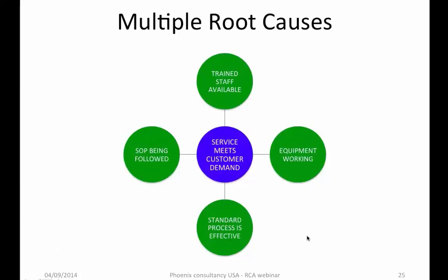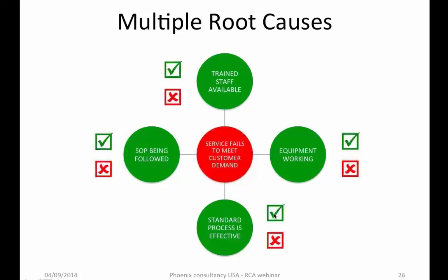The other way that multiple root causes can happen is looking at something like this. If we have a service that's meeting customer demand, it's necessary to have sufficient trained staff available to work in a standard process that is effective, and the SOP does need to be followed and the equipment's working. So all these things are necessary for the service to meet customer demand. You may need more of these to overcome deficits in them. But if the service fails to meet customer demand, a failure in any one of those could be sufficient to cause the problem to occur.